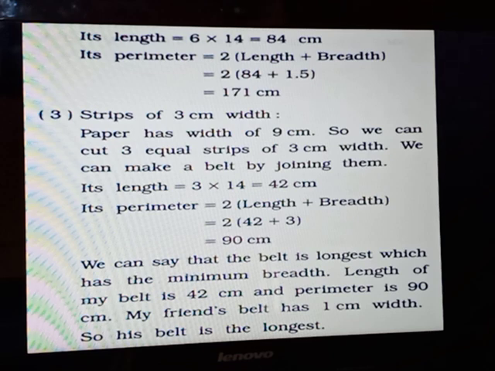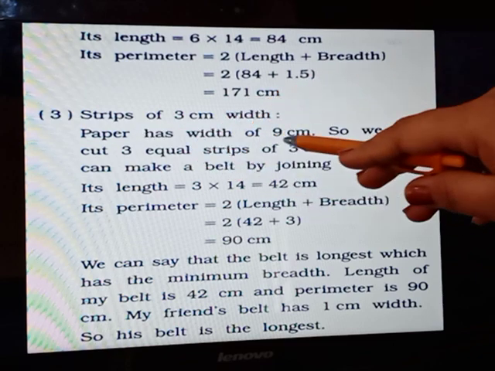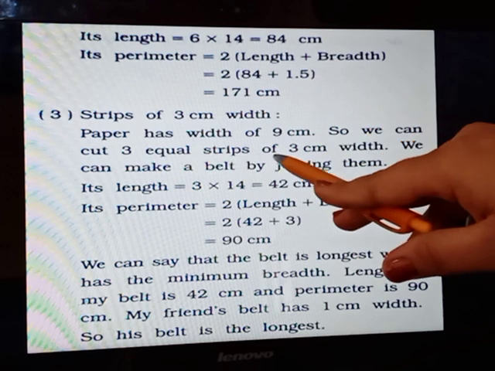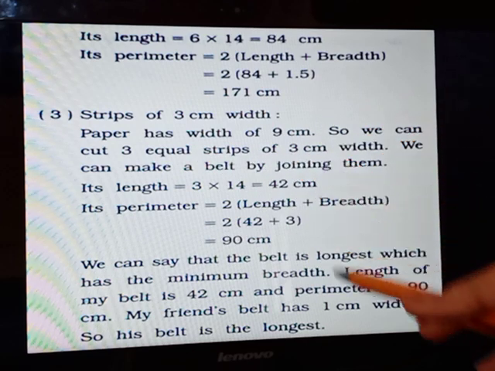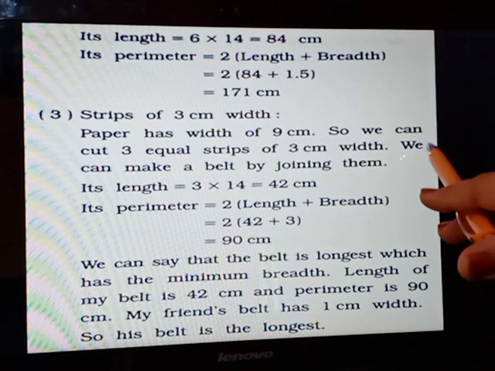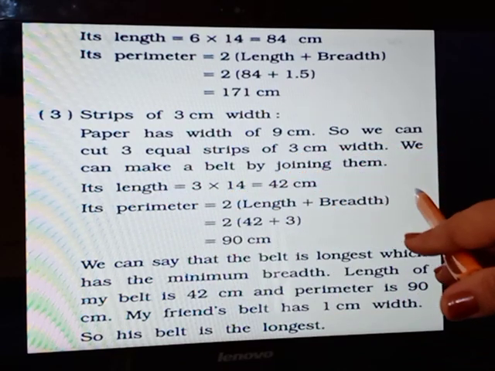Okay, so here our second option is also used now. Now third option, strip of 3 centimeter width. Paper has width of 9 centimeter, so we can cut 3 equal strips of 3 centimeter. Total 3 strips of 3 centimeter, and you will get your 3 strips, right? We can make a belt by joining them.